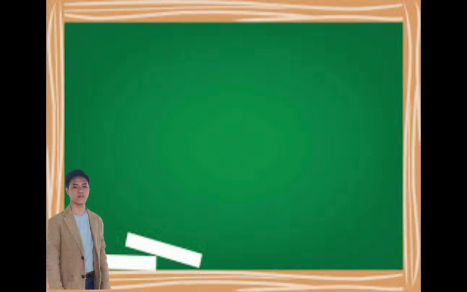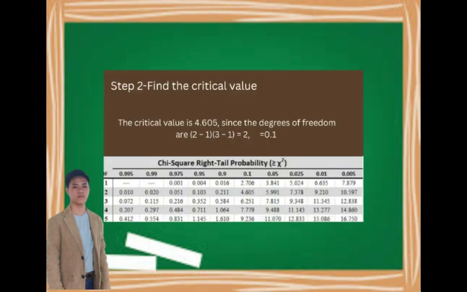So let's continue to step 2, finding the critical value. Since the alpha is already given as 0.1, all we need to solve for is the degrees of freedom, which is solved in a different way compared to the goodness of fit test. To solve for the degrees of freedom, we subtract 1 from the number of rows, and likewise subtract 1 from the number of columns, and the two differences are multiplied.